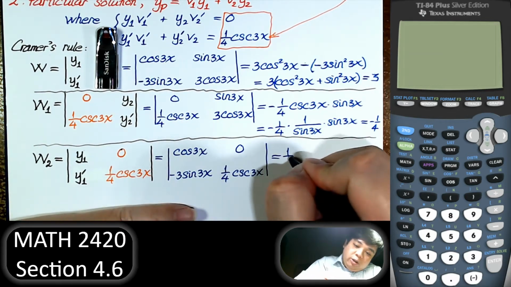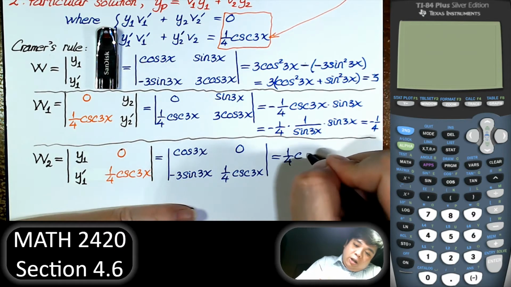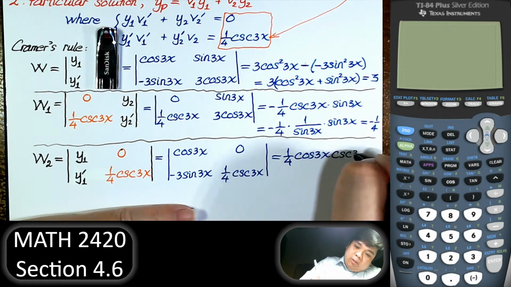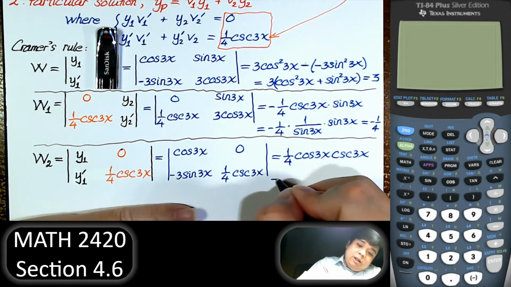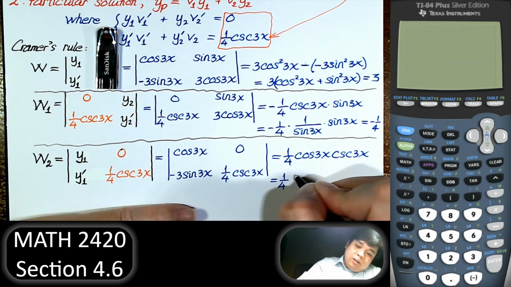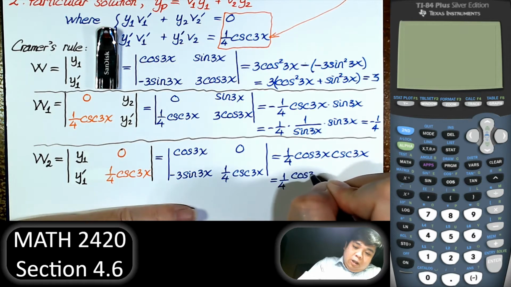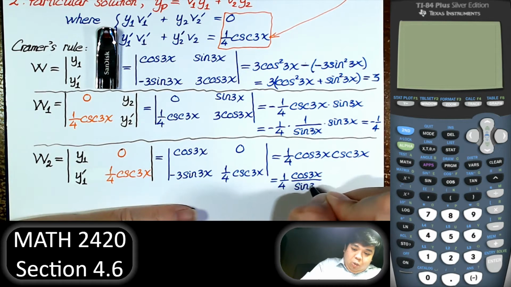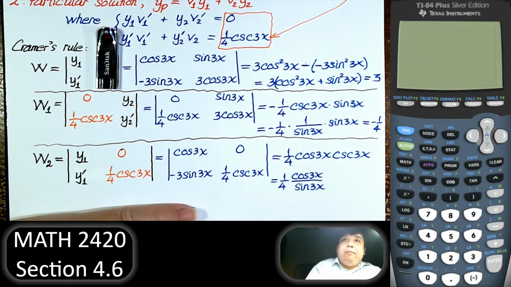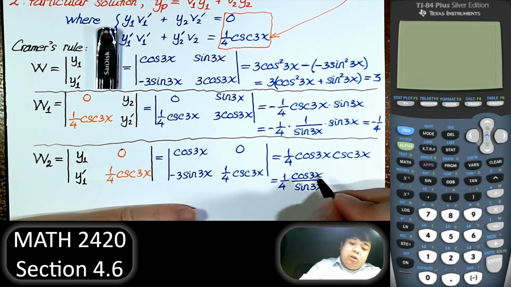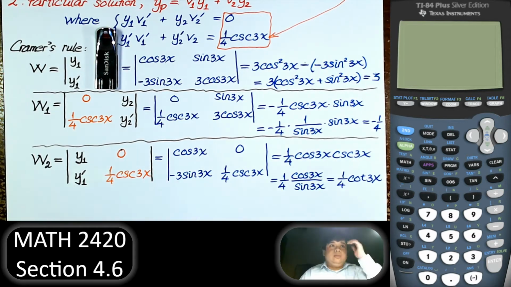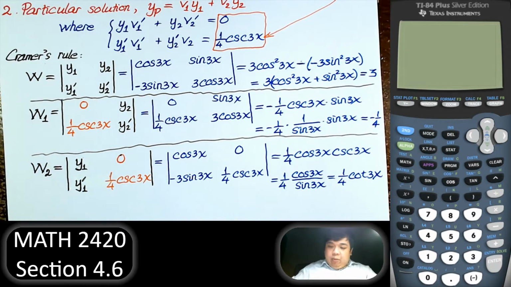So we have 1/4 cosine 3x times cosecant of 3x. Cosecant is 1 over sine, and move that to the bottom, right? Cosine over sine is cotangent, 1/4 cotangent of 3x. Now we have all the w's.